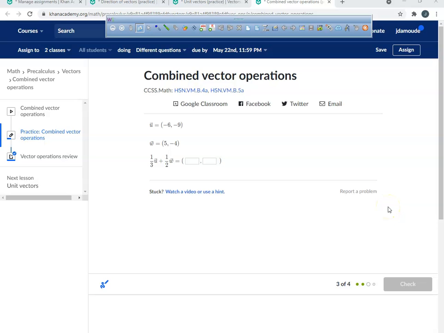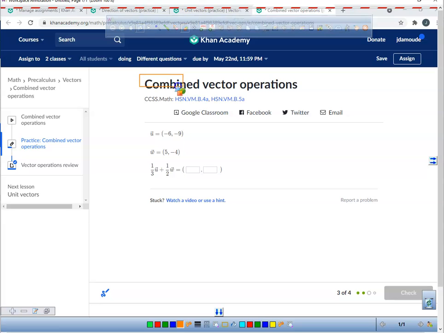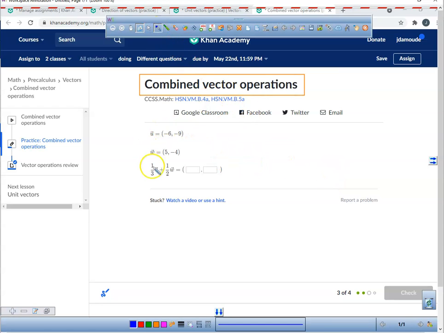All right, right now what we're going to be doing is we're going to learn how to combine vectors using certain operations. So please just title it Combined Vector Operations. Right here, it's going to be very important that when you do this, you pay very close attention to what the different vectors are. So vector u, what are the components of vector u? -6 and -9. Remember, this is the x component and this is the y component.